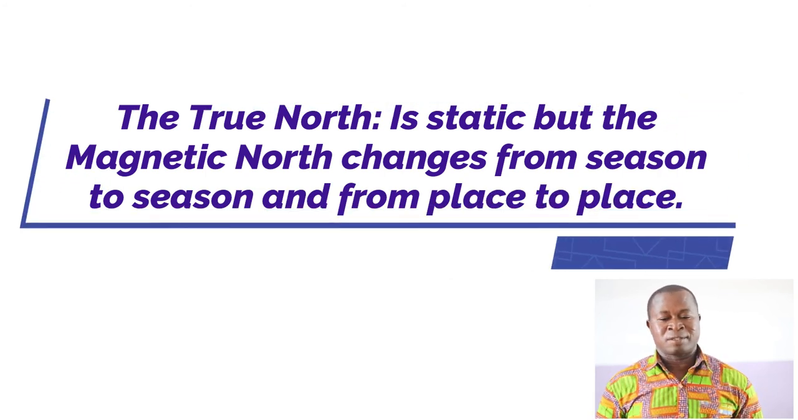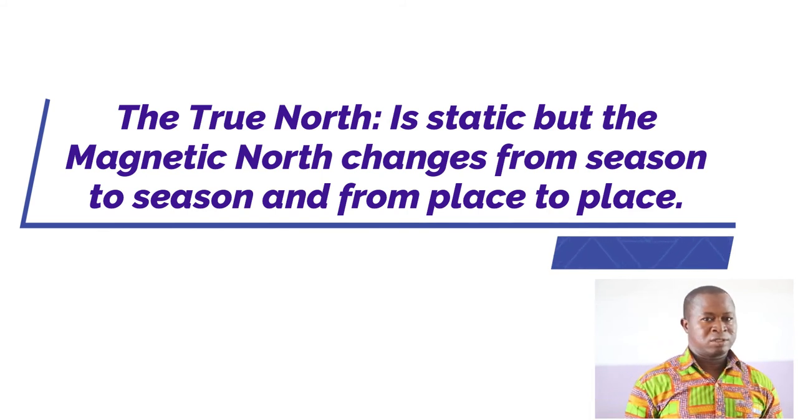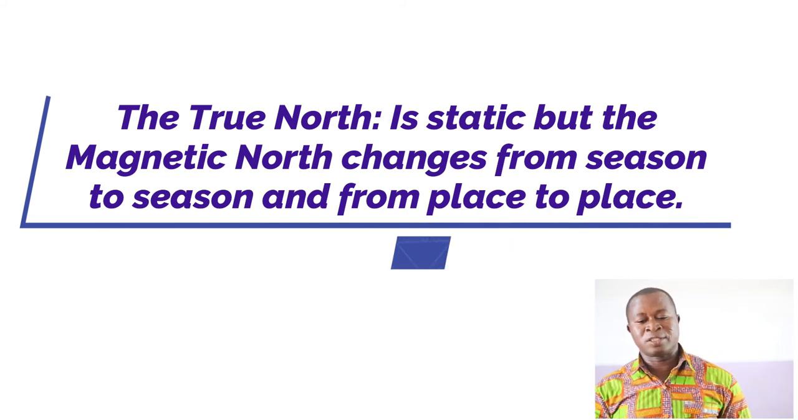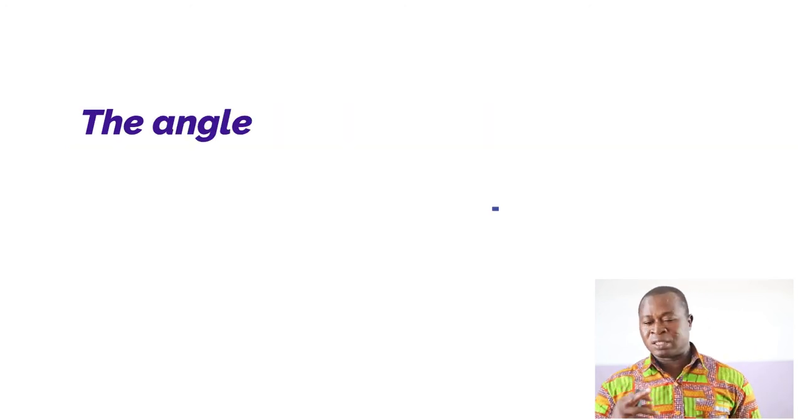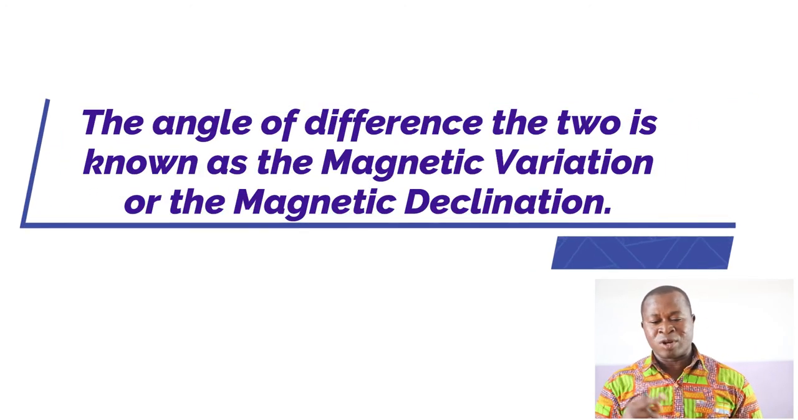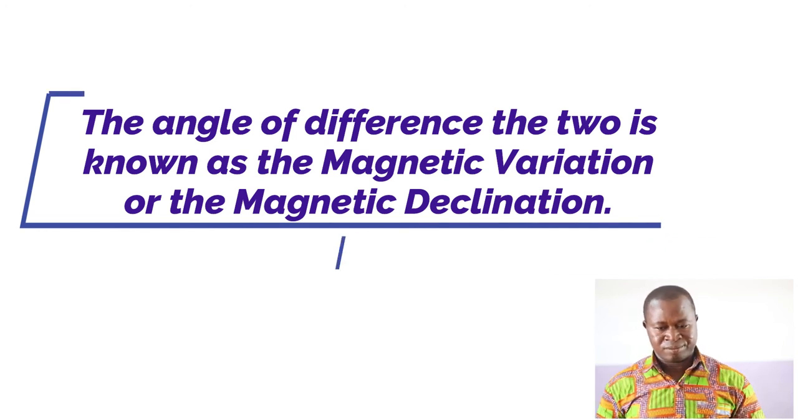Then what is the true north? It's static, but the magnetic north changes from season to season and from place to place. The angle of the difference is known as magnetic variation or magnetic declination.